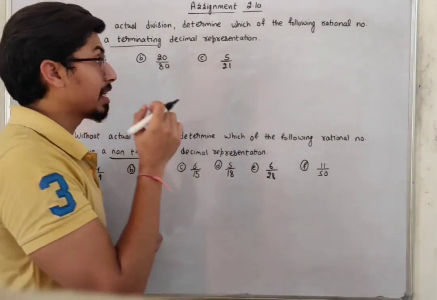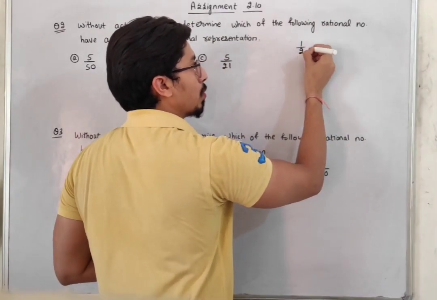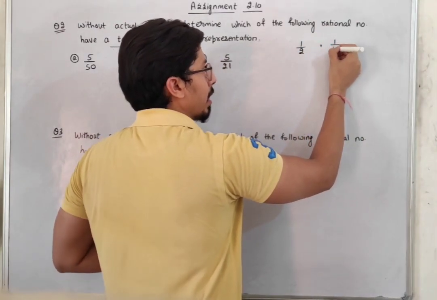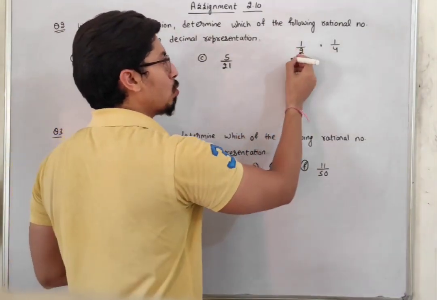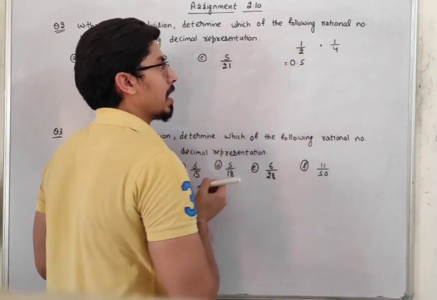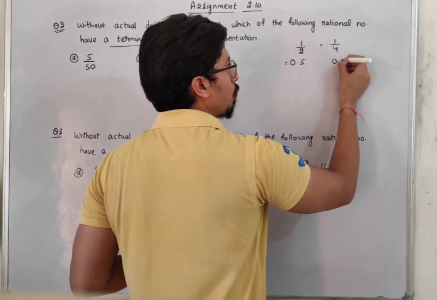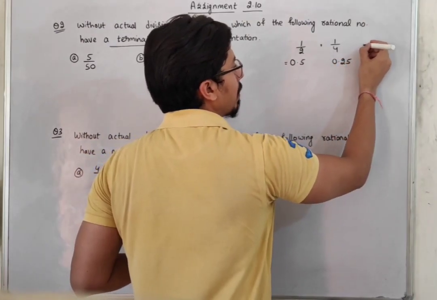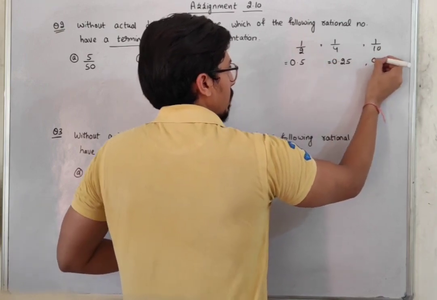Okay. So terminating, students, is, see, if I take 1 by 2 and 1 by 4. Okay. If I take 1 by 2, see students, 1 by 2 is equal to 0.5. Okay. And if I take 1 by 4, it will be 0.25. If I take 1 by 10, it will be 0.1, students.